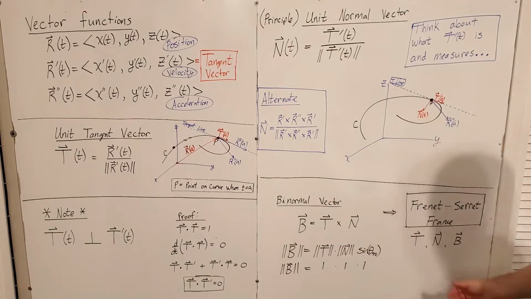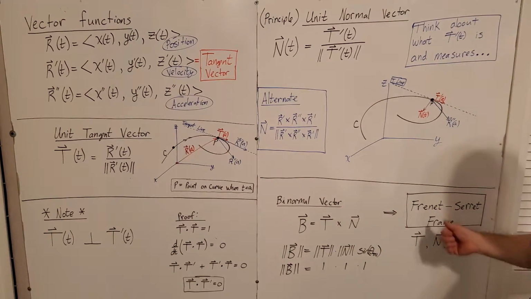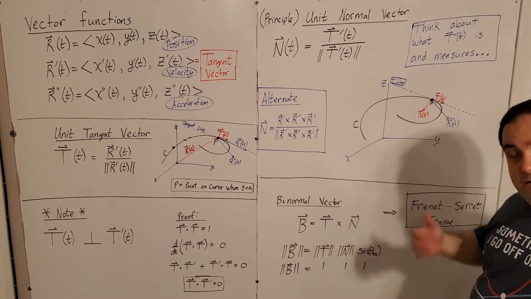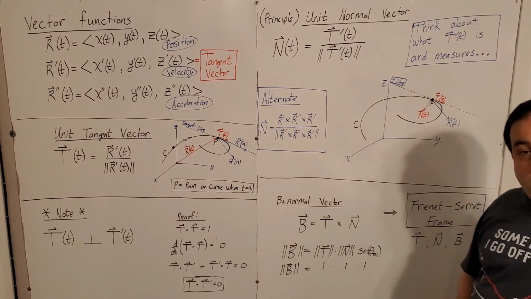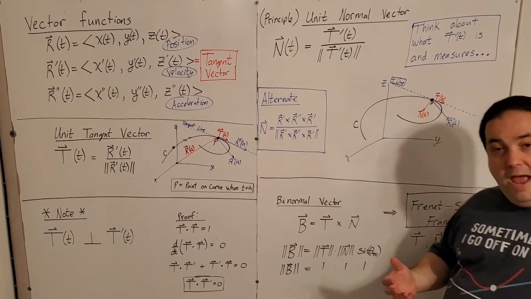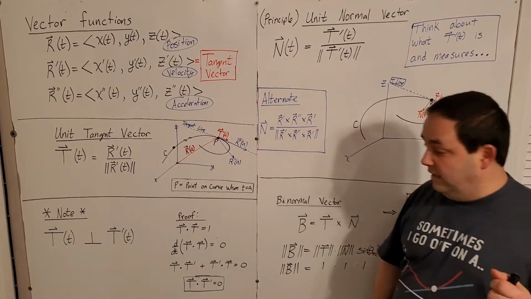And then the three of those together, we call the TNB frame. Okay? It also is called the Frenet-Serret frame because in differential geometry, the Frenet-Serret apparatus deals with motion along a path and further calculations of that and curvature and things like that.